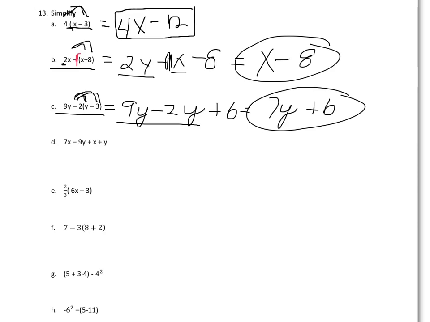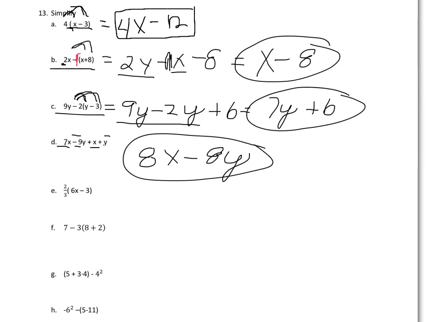In D, we have 7x plus x. That's going to give us a grand total of 8x, because that x really does act as a 1x. So 1 plus 7 is 8. We get that. Now here, our y's are like terms as well. So negative 9y plus y, negative 9 plus 1, negative 8. So we have negative 8y right there.